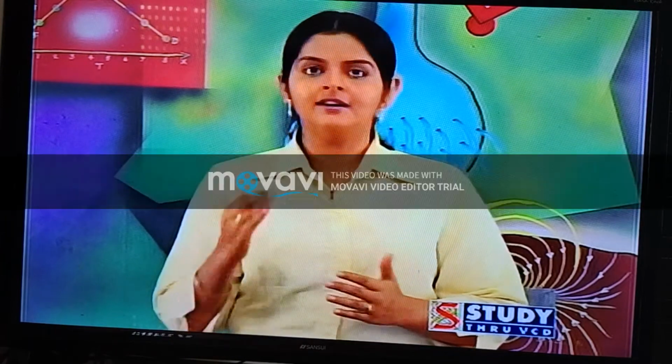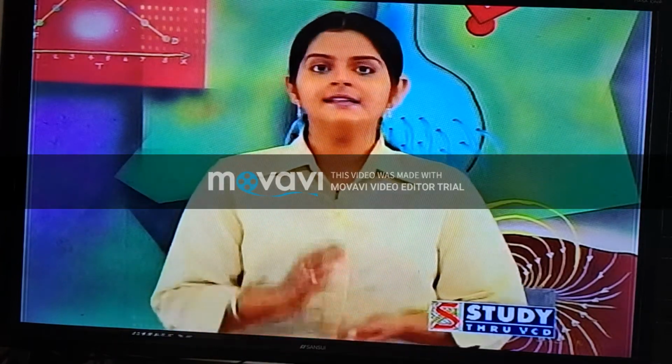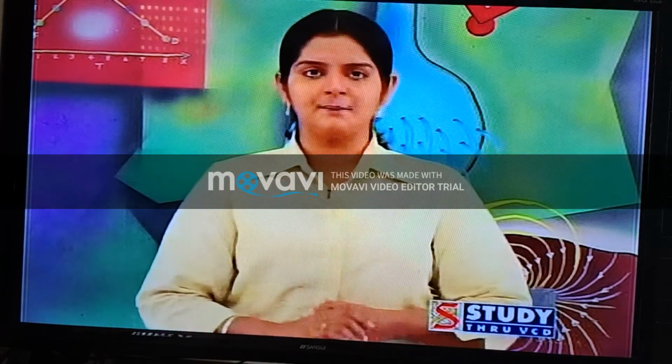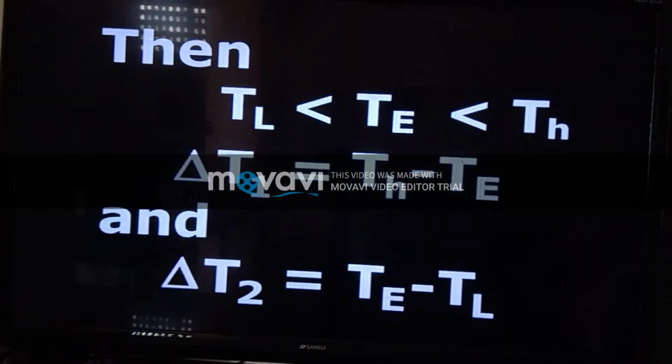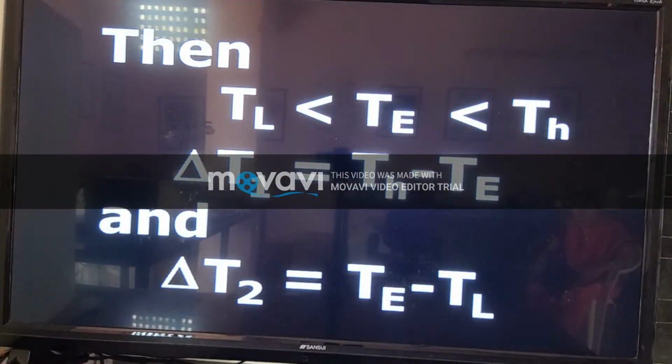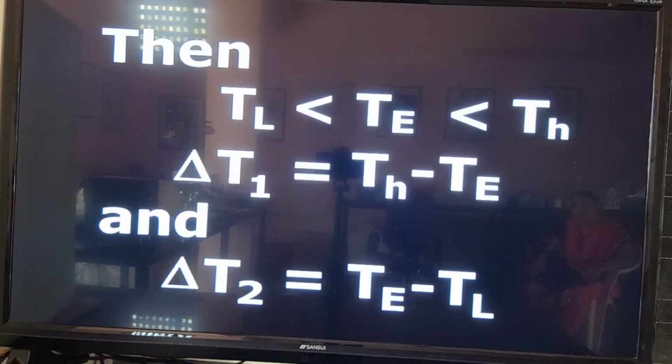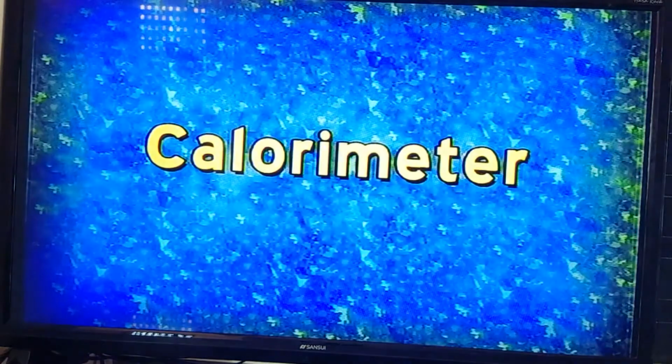Let the temperatures of hot and cold bodies be TH and TL respectively, and TE be the equilibrium temperature. Then TL < TE < TH, ΔT1 = TH − TE and ΔT2 = TE − TL.